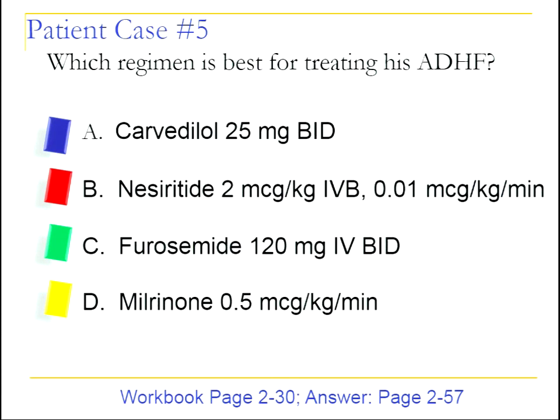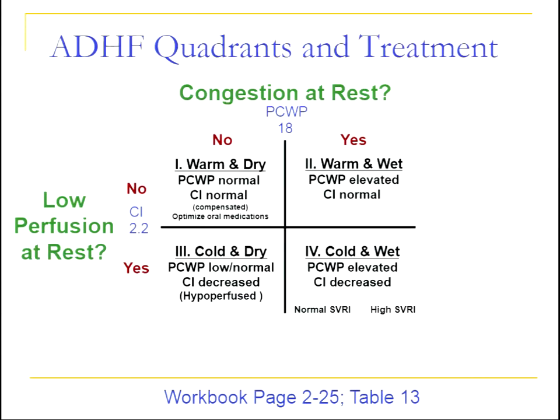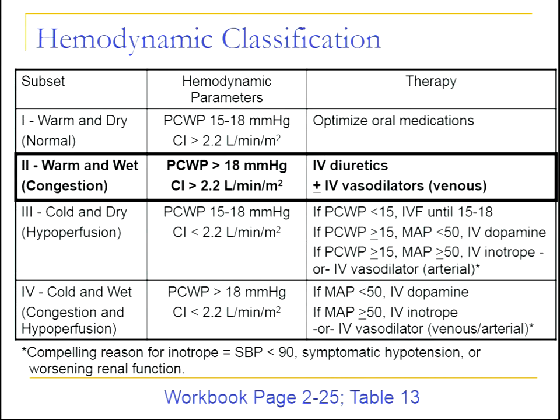So what's the best regimen right now for treating his acute decompensated heart failure? And many of you are already choosing the right answer, but we're just going to talk about this. What quadrant does he present to? This is quadrant 1, this is quadrant 2, this is quadrant 3, and this is 4. He has signs of congestion, so he is wet, and he does not have signs of hypoperfusion, so he is warm, so he presents in quadrant 2, and that is where we're going to utilize diuretic therapy.